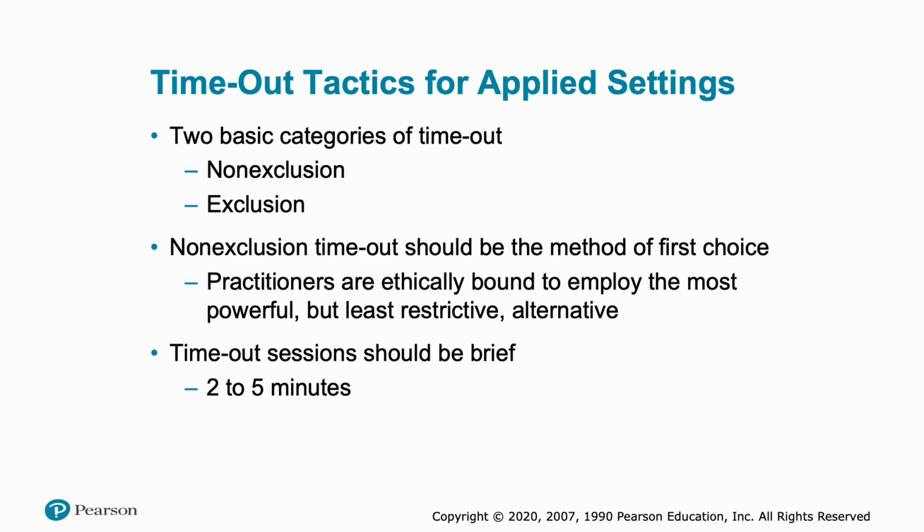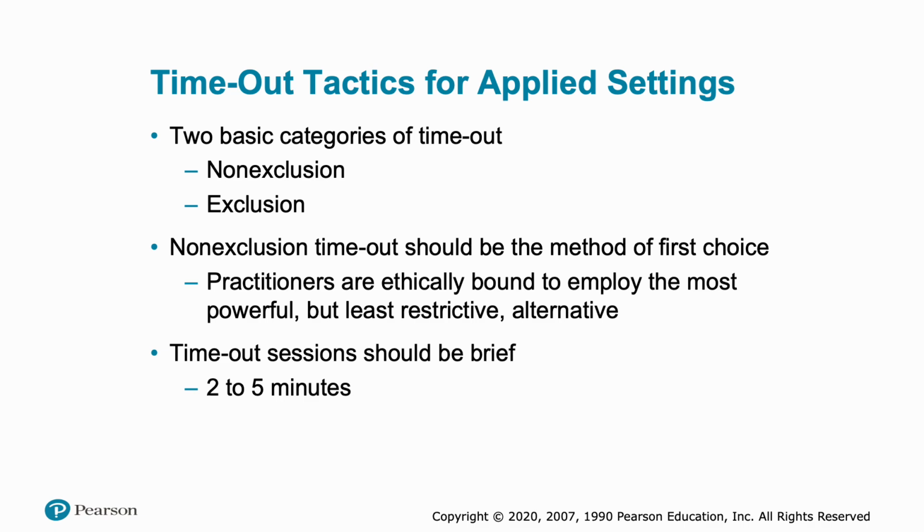Of course, there are going to be some environmental constraints that won't allow for non-exclusionary timeouts to be effective, right? If you cannot control for the reinforcers in that time and environment, then it might not be possible for you to do non-exclusionary timeout, and you might have to do exclusionary timeout. But wherever possible, we should be pushing for the use of non-exclusionary timeout over the use of exclusionary timeout, because it is the least restrictive alternative if you're reasonably able to accommodate that intervention.